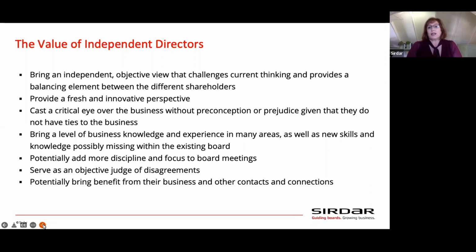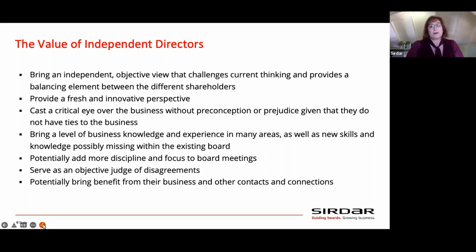They bring a level of business knowledge and experience in many areas, as well as new skills and knowledge, possibly missing within the existing board. We often say at SADAR that the industry is not as important as the other expertise and experience that is brought into the boardroom. And that may depend on the industry. There must be some level of knowledge required. But the reality is that often that experience is sitting in the boardroom already around the industry. And it's what other areas we need to understand and bring into our boardroom.